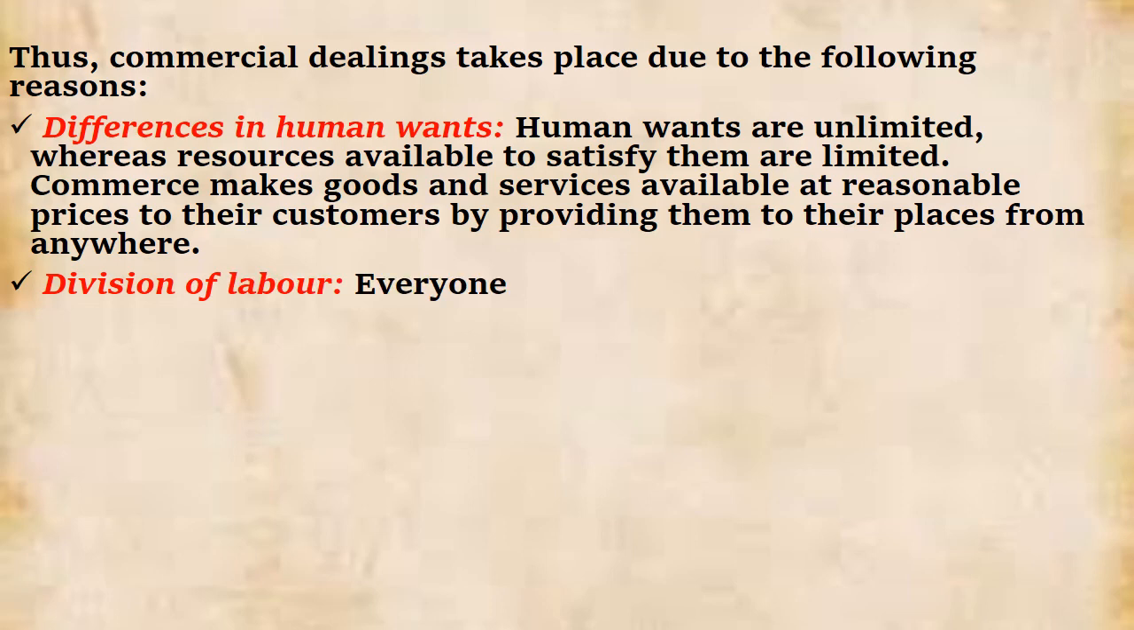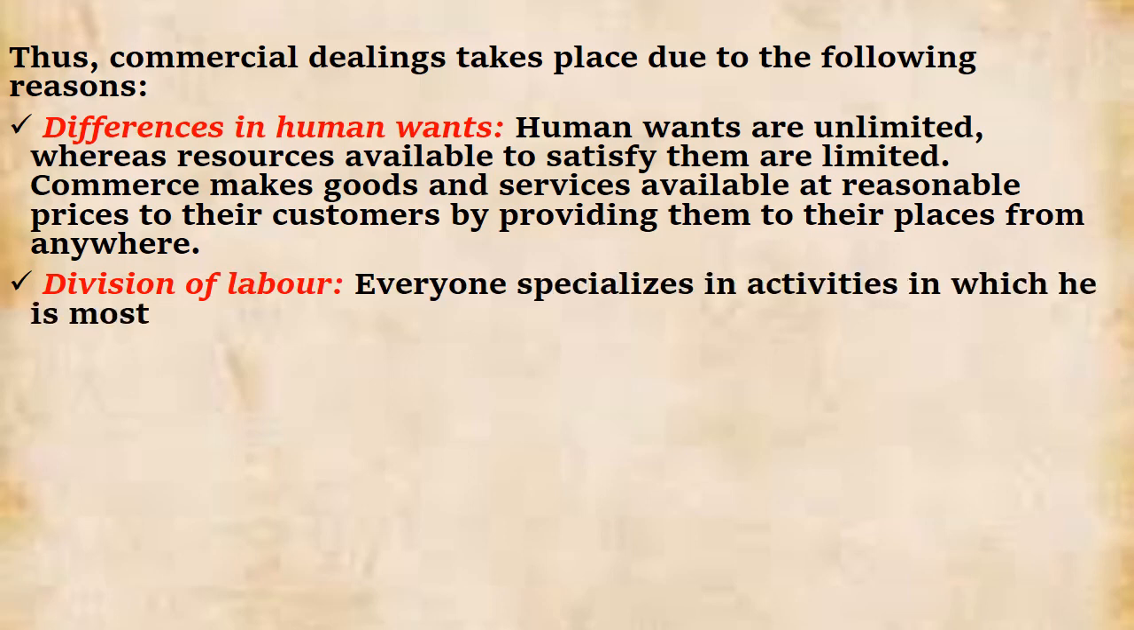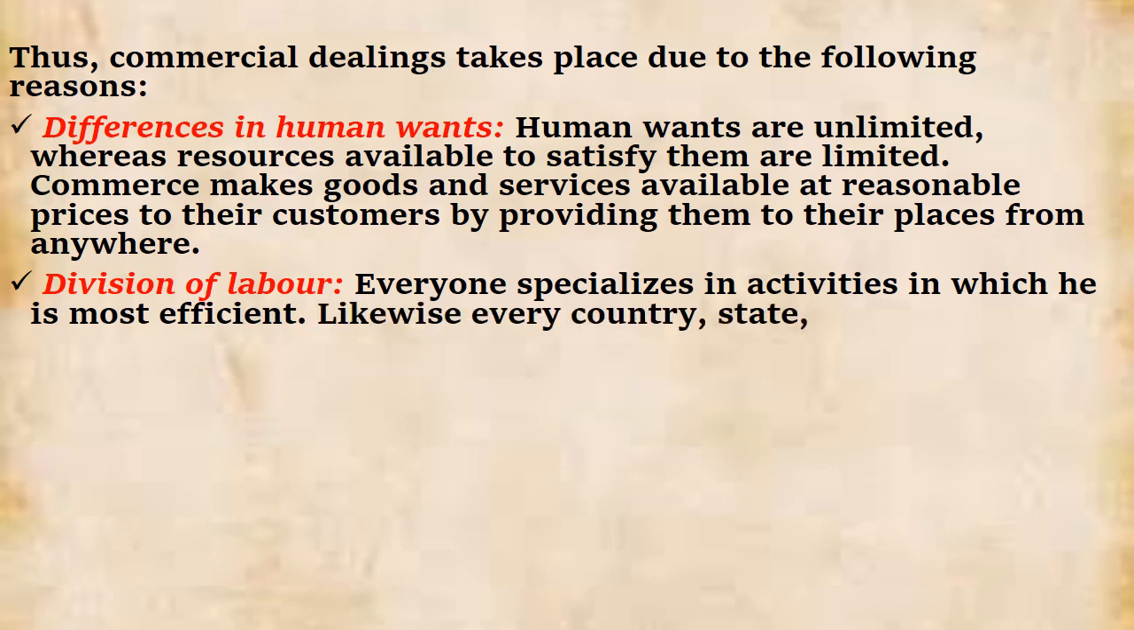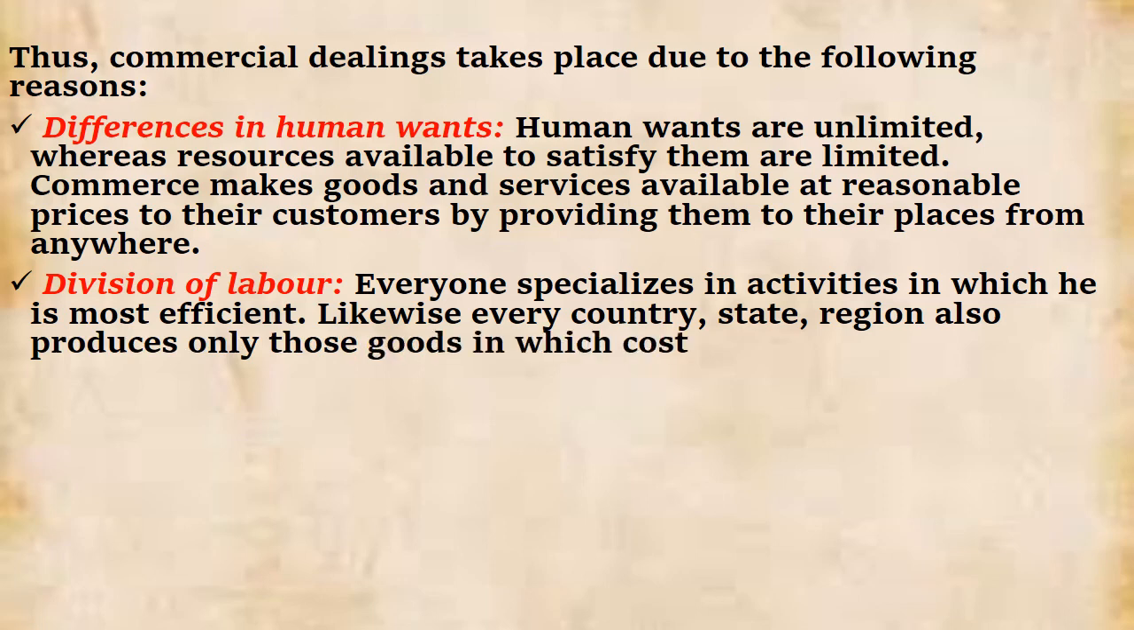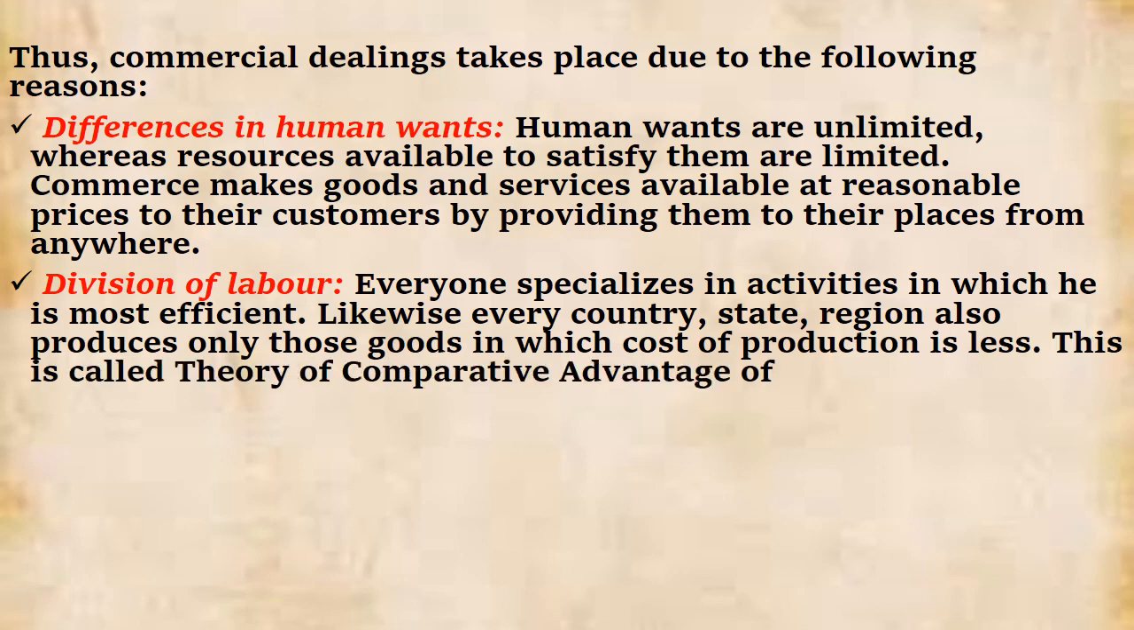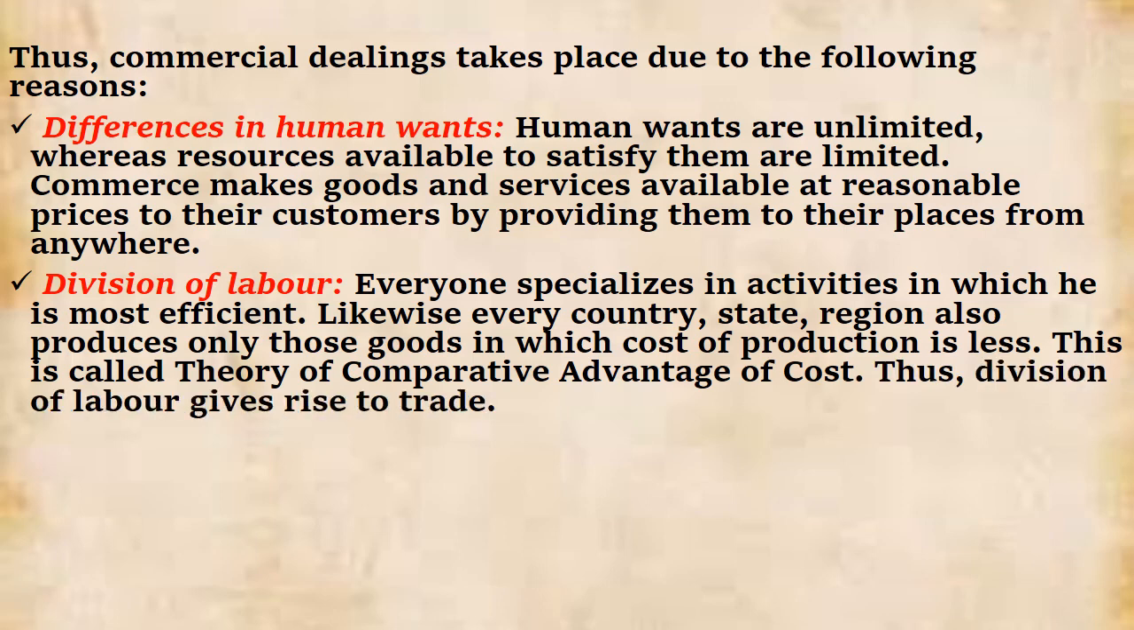Second, division of labor. Everyone specializes in activities in which he is most efficient. Likewise, every country, state, region also produces only those goods in which cost of production is less. This is called theory of comparative advantage of cost. Thus, division of labor gives rise to trade.